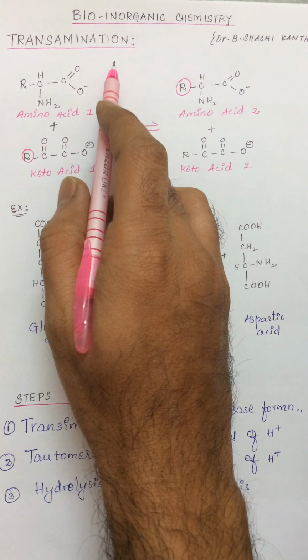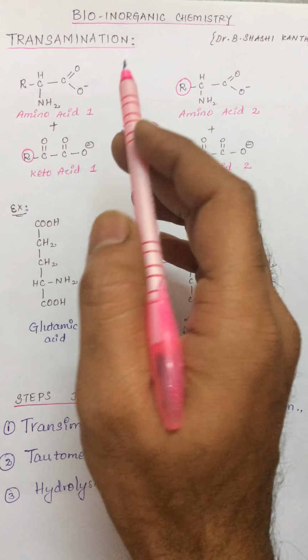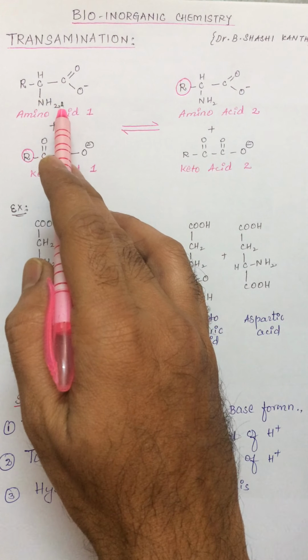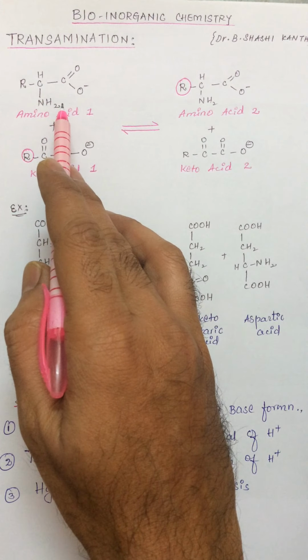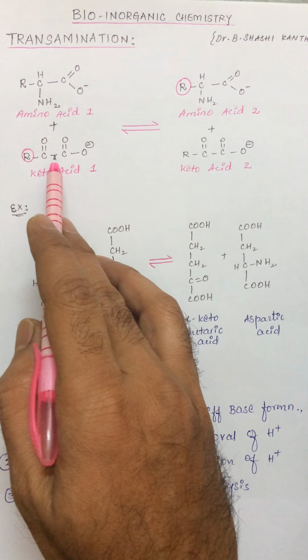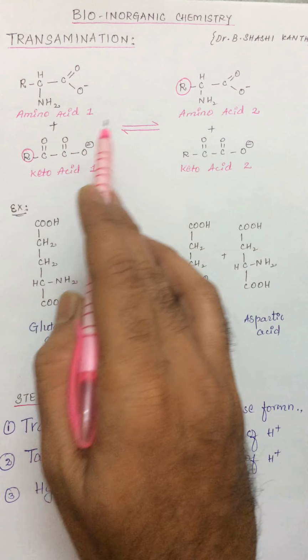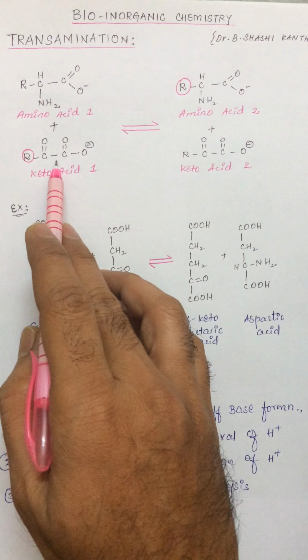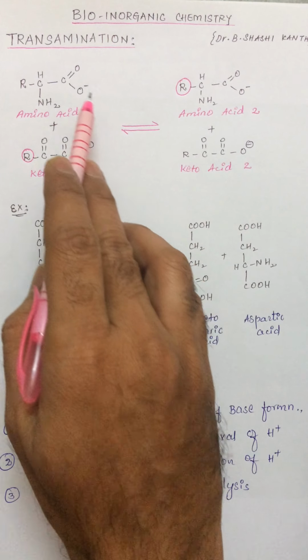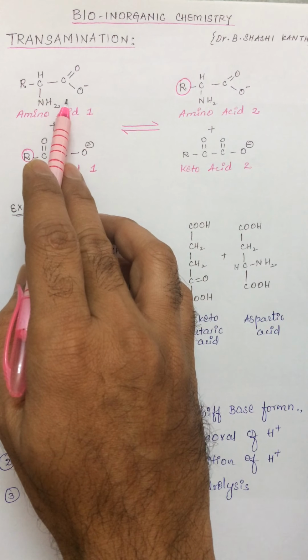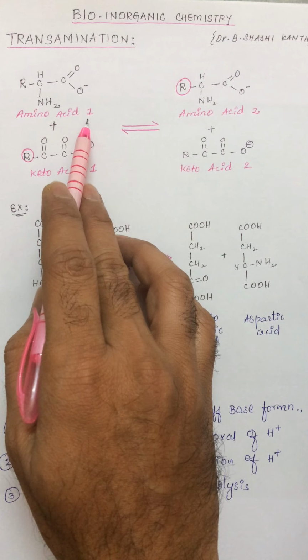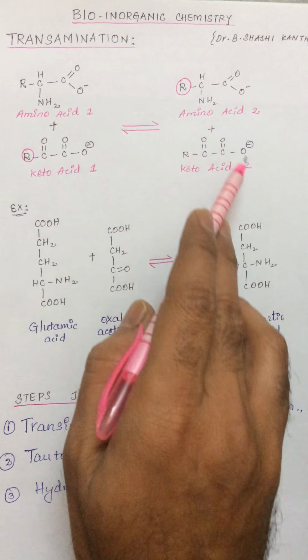Transamination is a process by which an amine group is removed from an amino acid and transferred to an acceptor keto acid, which generates an amino acid version of the keto acid and the keto acid version of the original amino acid. In this case we have labeled them as 1 and 2.